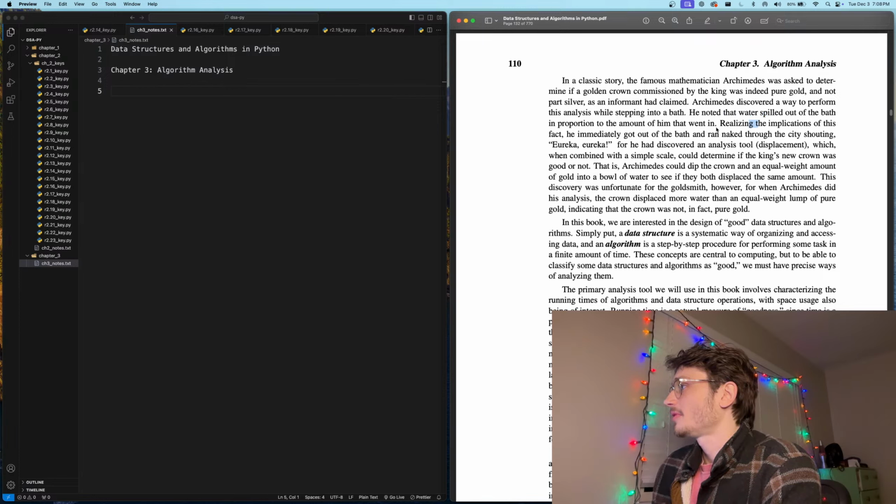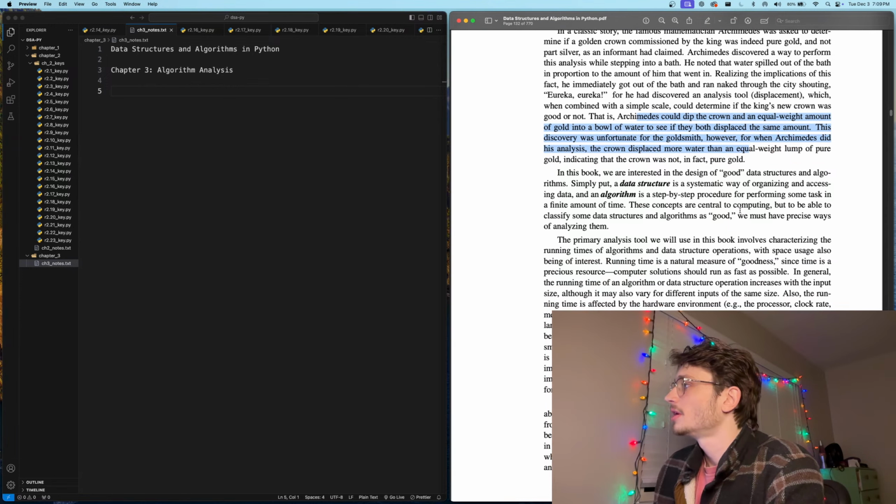He noted that the water rose. Realizing this, he ran out, "Eureka, Eureka!" after he discovered the analysis tool of displacement, which, when combined with a simple scale, could determine if the king's new crown was good or not. That is, Archimedes could dip the crown and an equal weight amount of gold into a bowl of water to see if they both displaced the same amount. This discovery was unfortunate for the goldsmith, however, for when Archimedes did his analysis, the crown displaced more water than an equal weight lump of pure gold, indicating the crown was not, in fact, pure gold. Ooh, I'm sure that guy died.